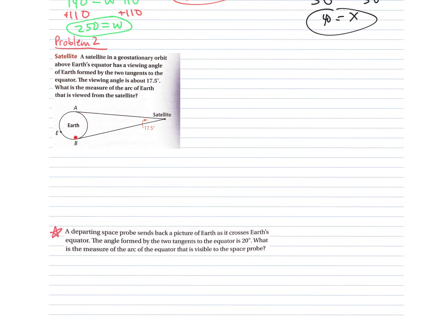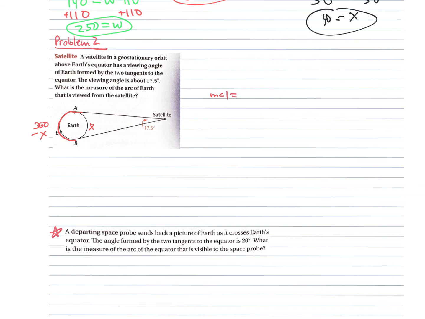So here we're looking for this arc. It doesn't give you any information, so let's call that x. Since this is a full circle, this other arc here is going to be 360 minus x.